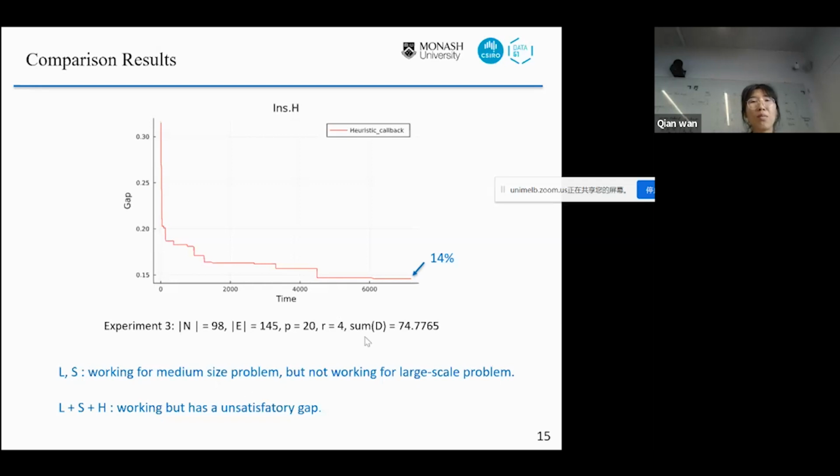So we can conclude that the other techniques work for medium-sized problems, but not for large-scale problems. But the heuristic repair technique works well for large-scale problems, but has an unsatisfactory gap, because in this instance we return a 14% gap. Actually, it's an unsatisfactory gap. So in future work we can work on narrowing this gap.